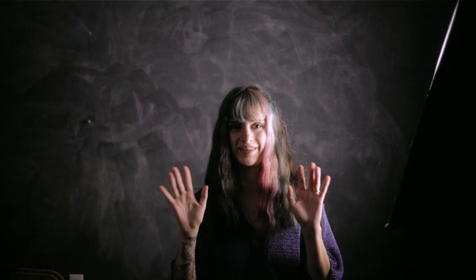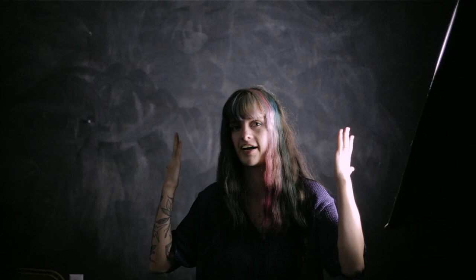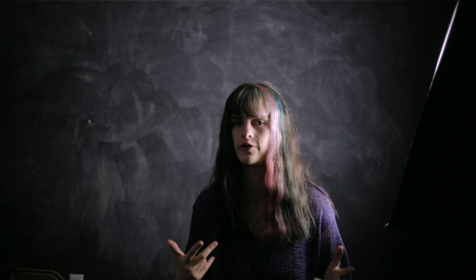So this is the setup we have right now. I've got one soft box that's right here, right off to the side. And then I'm just photographing on my living room wall. We have this black chalkboard wall, so it gives a really nice dark texture to any sorts of studio images that I want to do. So this is going to be a really great backdrop.